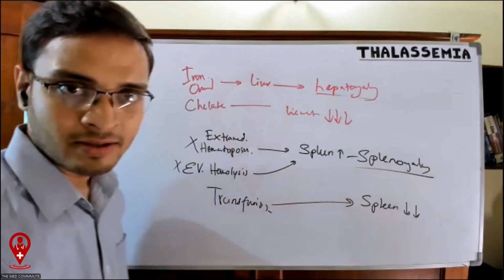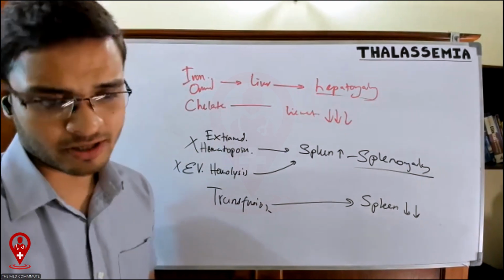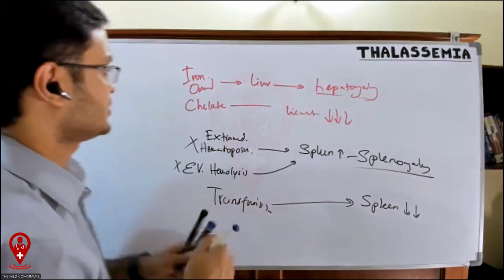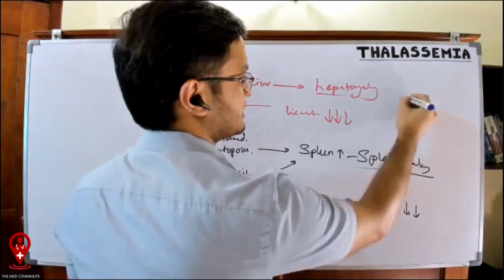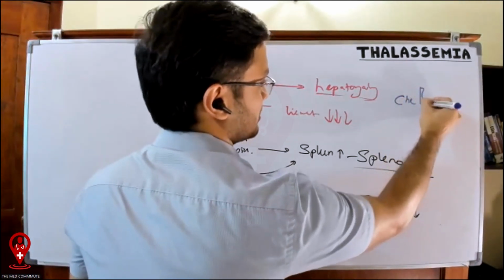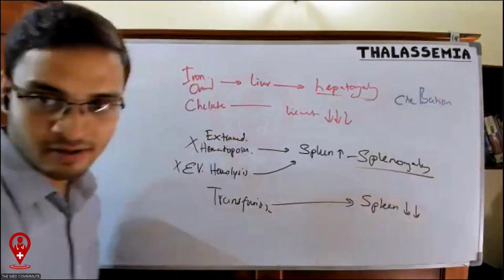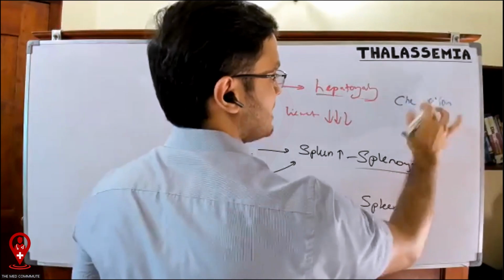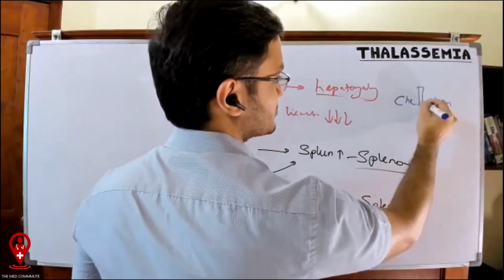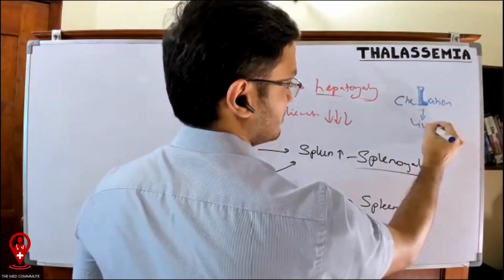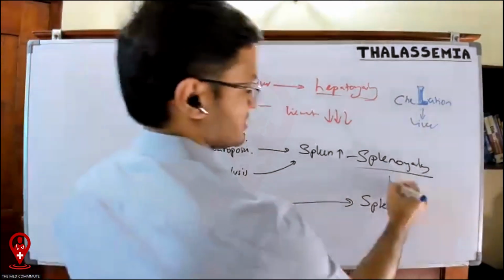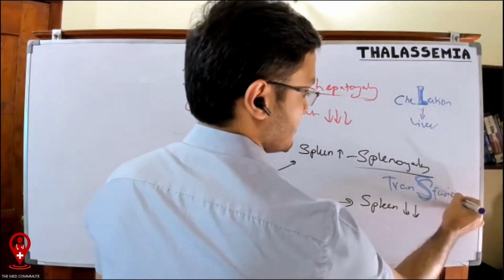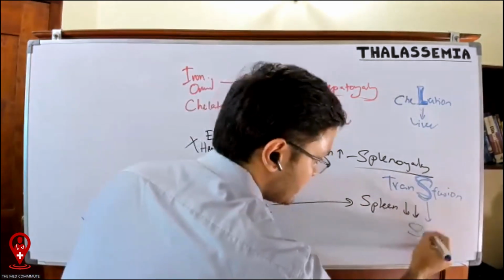Now, what is the importance here? Let me write it here. Chelation is related to the size of the liver. You can color this L in big. Transfusions relate to the size of the spleen. The S is big.